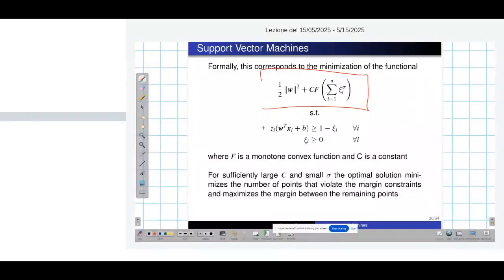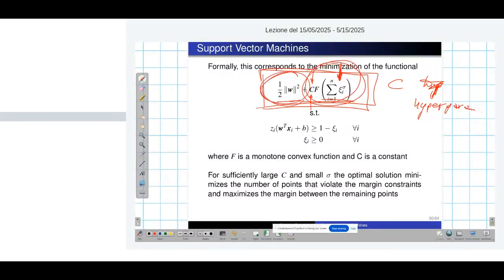I can cast this as a single optimization by minimizing this expression where C is a hyperparameter that controls the trade-off between these two competing factors. A large value of C means that first of all, I want to minimize the number of points that I need to remove, and then have a large margin between the rest. A small value of C means that I can allow myself to remove many samples. The important thing is that the margin for the remaining ones is very large.